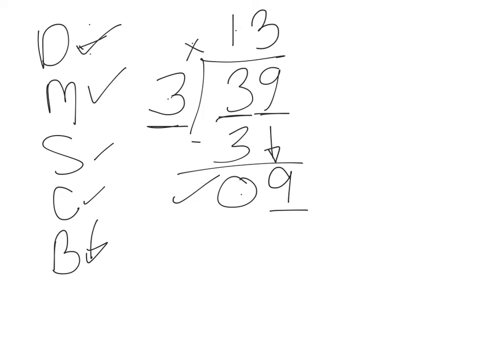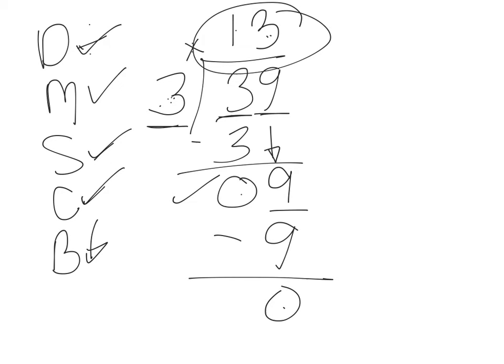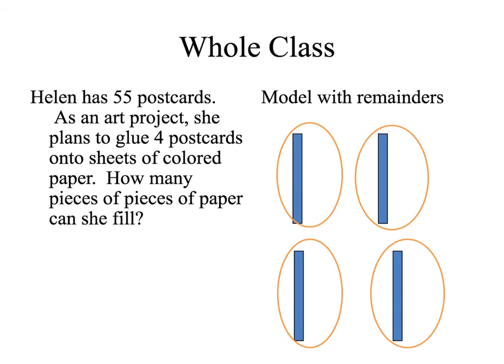There's my division. Then I'm going to multiply. 3 times 3 is 9. Subtract is 0. 0 is smaller than 3. I have nothing left to bring down, and I do not have a remainder, so my answer is 13, which matches my picture. Here's another problem.